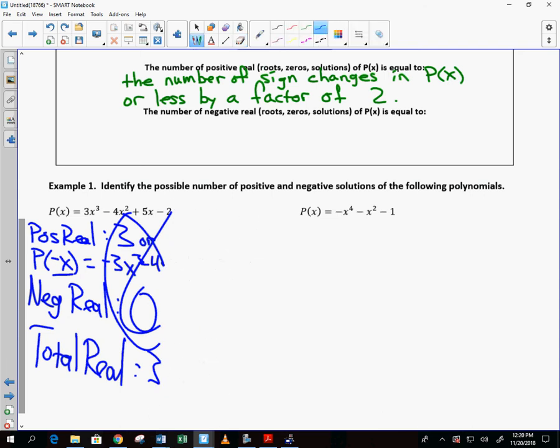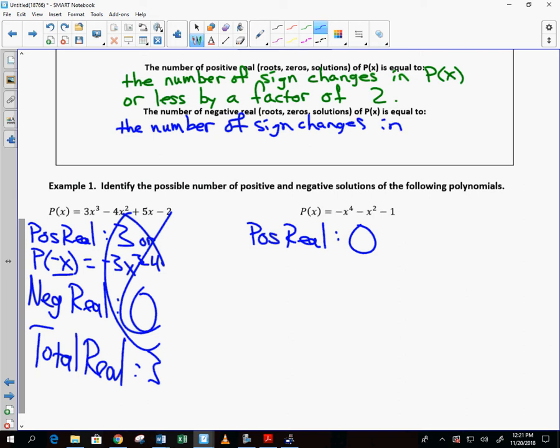P of x. I look at the number of sign changes for the positive real. How many sign changes are there? None. It is not going to cross the x-axis on the right-hand side at all. The number of negative real roots or solutions is equal to the number, sorry, I forgot to write that down for the last one, the number of sign changes, and not P of x, but P of negative x, or less by a factor of 2.